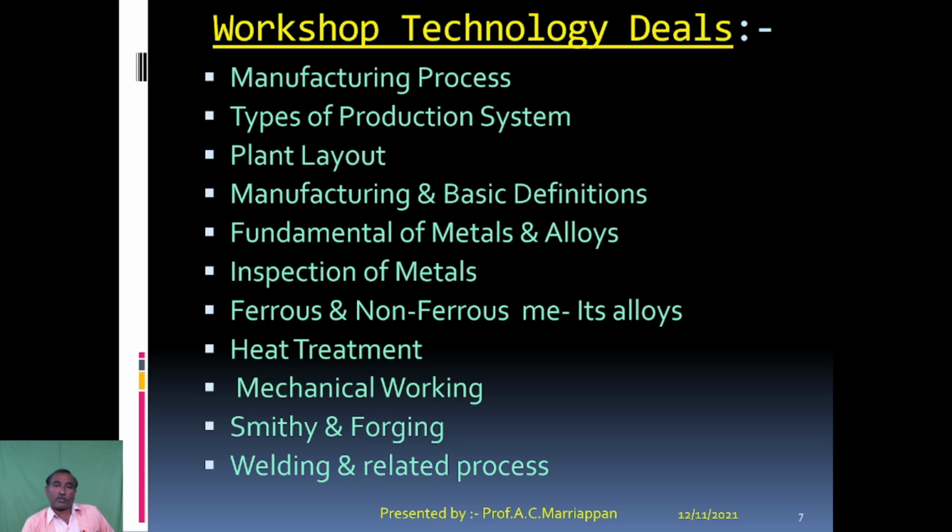Without workshop technology, we cannot go for the manufacturing process. Types of production system: the production system depends upon different industries, with varying systems, such as mass production, batch production and unit production. So different types of production systems are also dealt with in workshop technology.